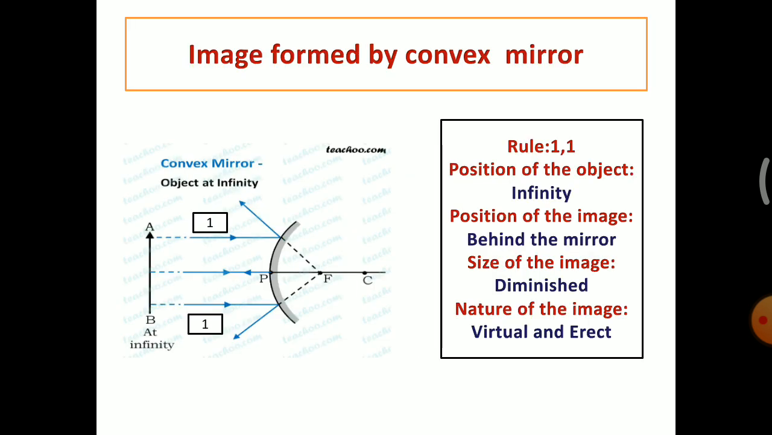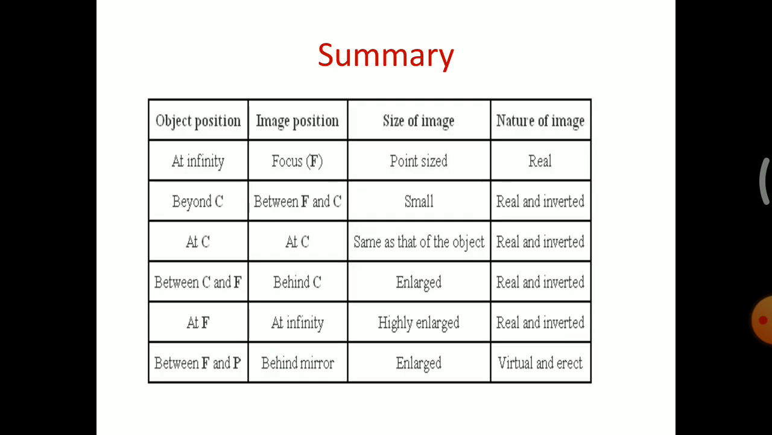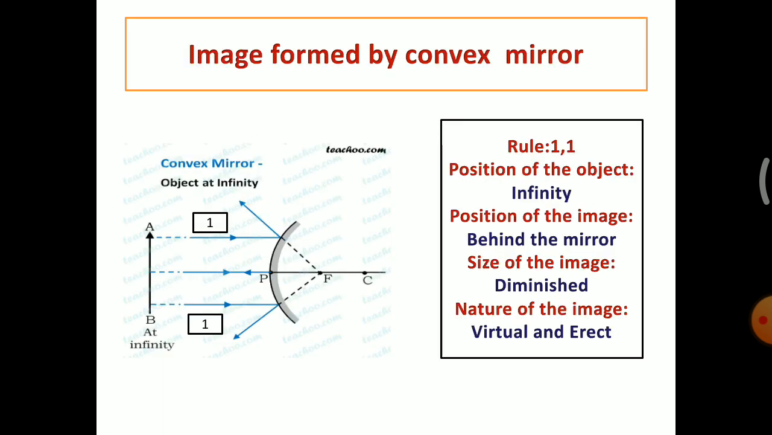The next one, image formed by convex mirror. You know the difference between a concave mirror and a convex mirror. In a concave mirror, the pole, focus and center of curvature are placed in front of the mirror. But if you take a convex mirror, the pole, focus and center of curvature are placed behind the mirror.